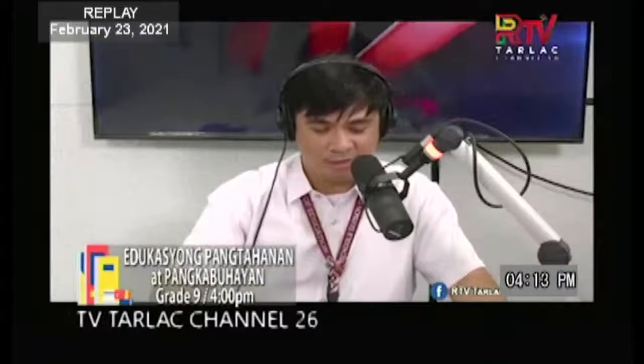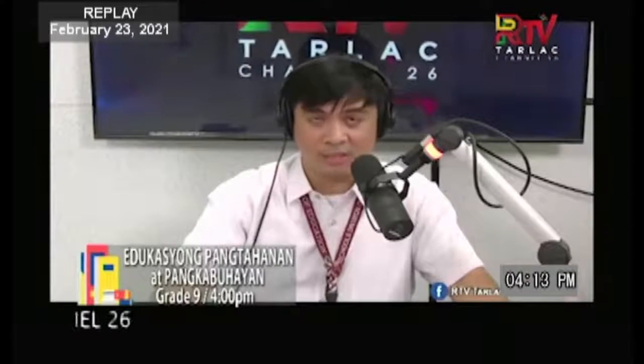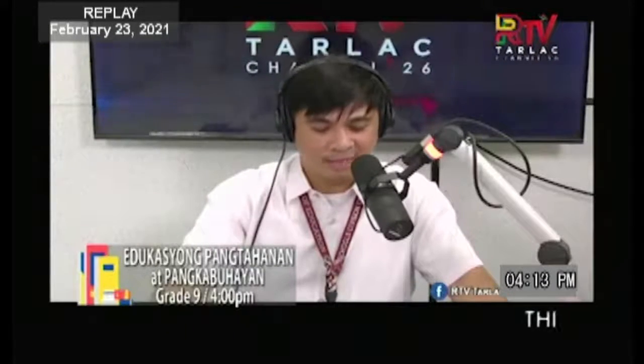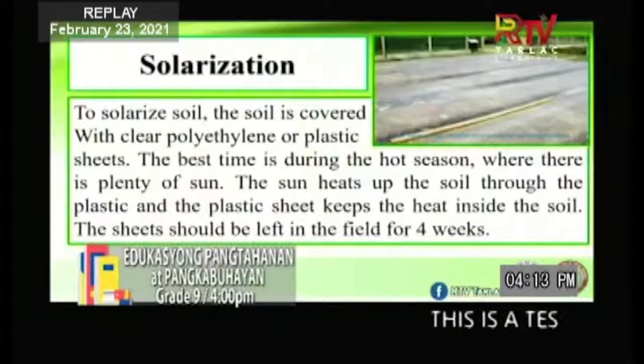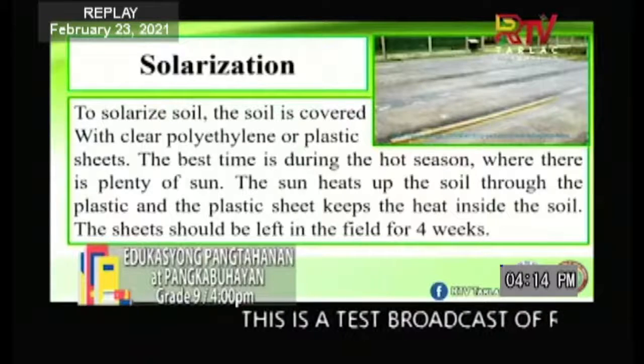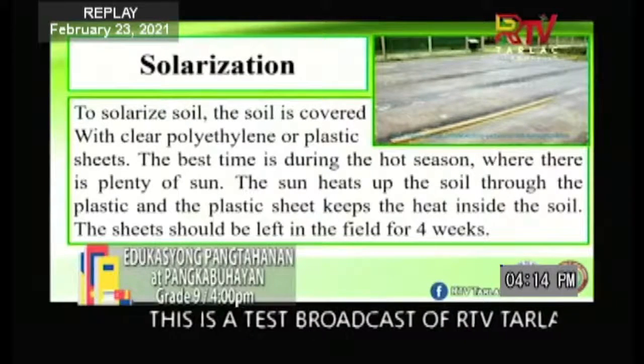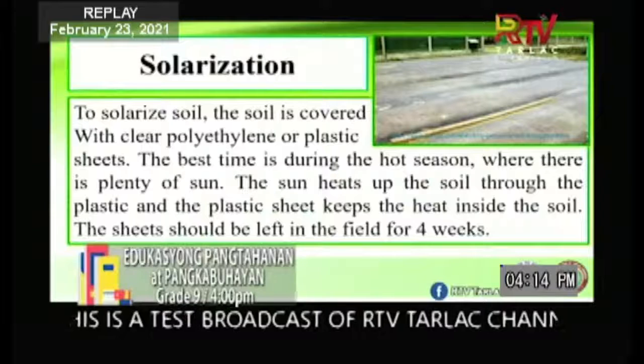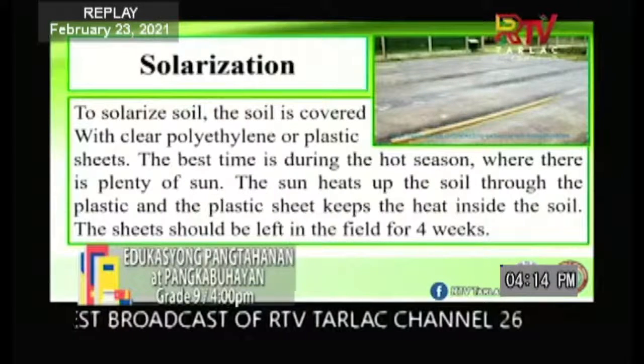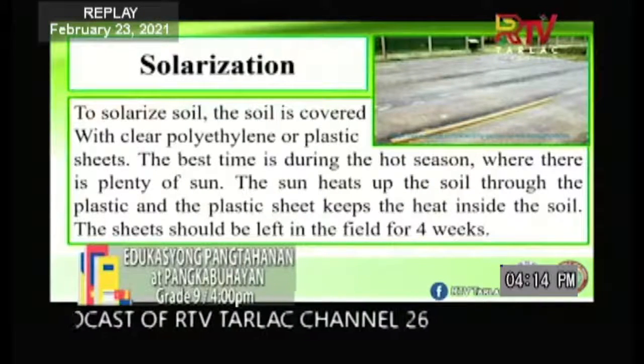To solarize soil, the soil is covered with clear polyethylene or plastic sheets. The best time is during the hot season, where there is plenty of sun. The sun heats up the soil through the plastic, and the plastic sheets keep the heat inside the soil. The sheets should be left in the field for 4 weeks.